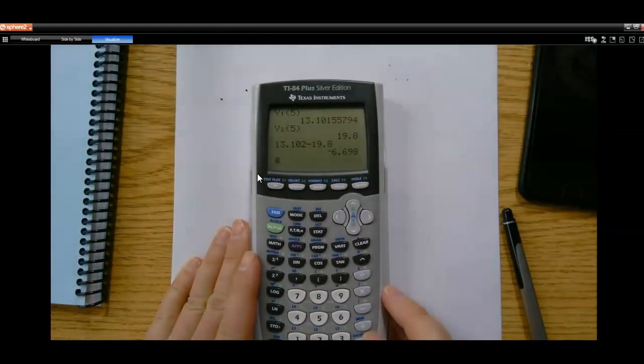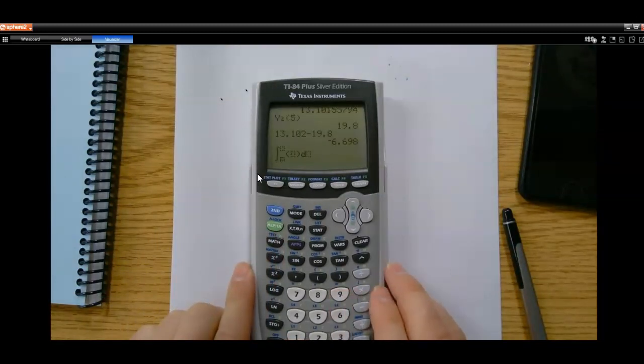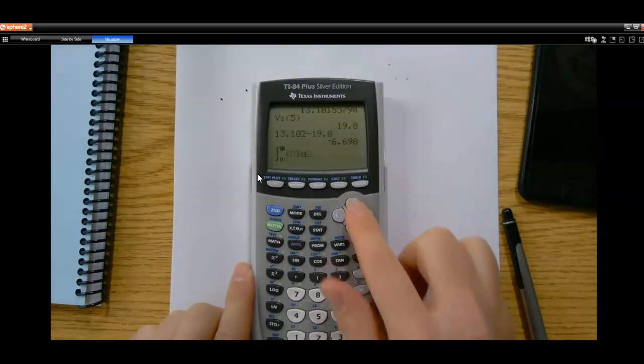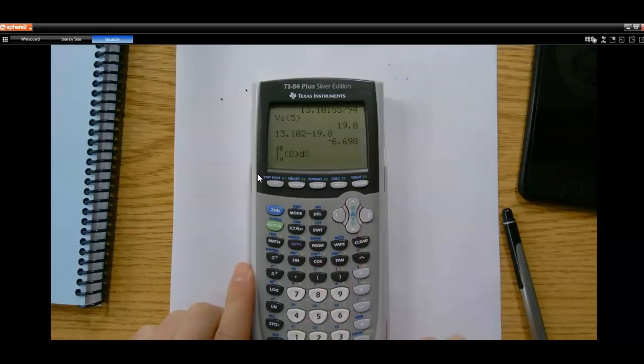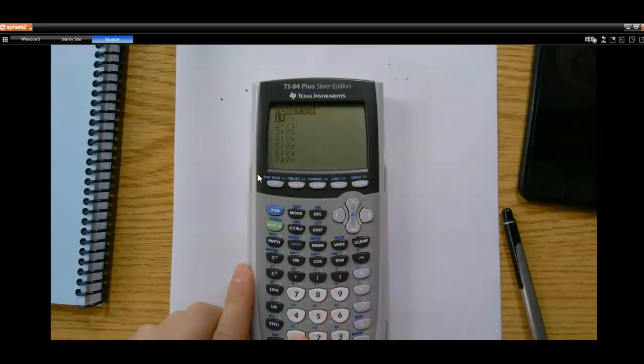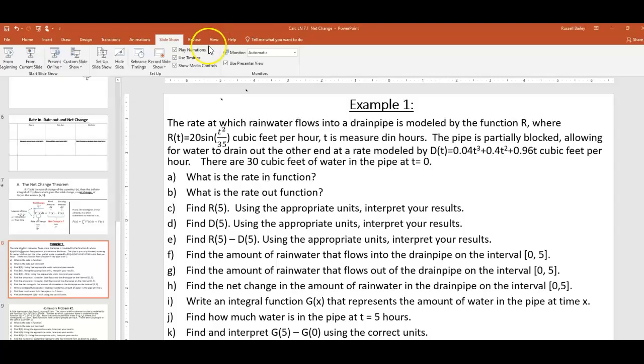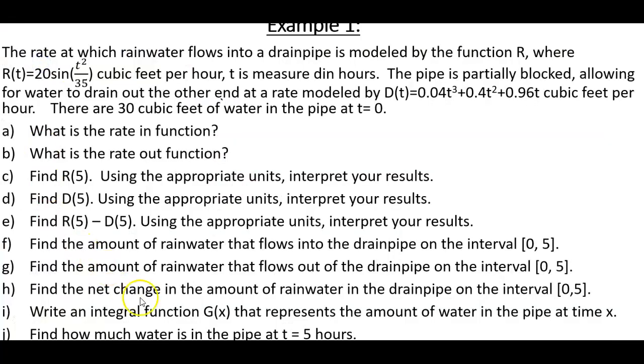Okay, so how do you do an integral? You push math. You push 9. You type in your lower limit, your upper limit, and we want to put the R function here. And remember, on my calculator, that R function is Y1. So I'm going to push vars, Y-vars, function 1, dx, enter, done. And remember, we always round to the third decimal place, so it's going to be 22.956.